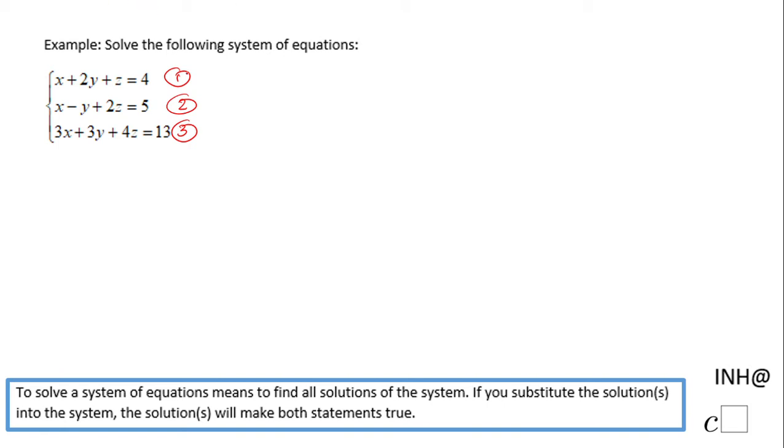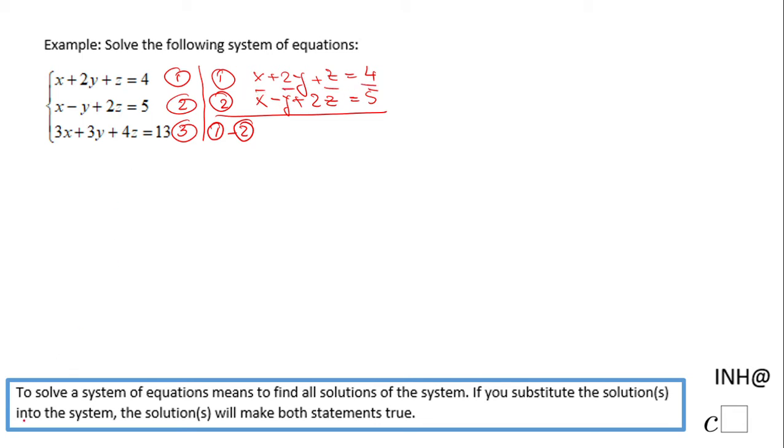So I'm going to copy number 1, x plus 2y plus z equals 4. I'm going to copy number 2, which is x minus y plus 2z equals 5, and I'm going to subtract them. It really doesn't matter the order, so I'm going to do 1 minus 2. I'm going to subtract from the first equation the second one, so let's see what we get.